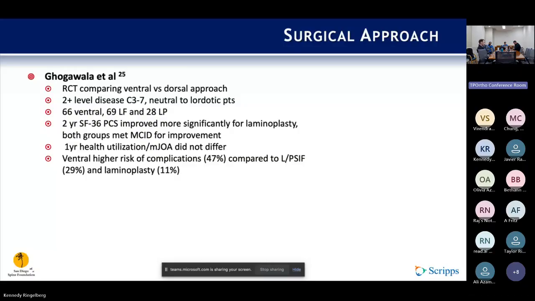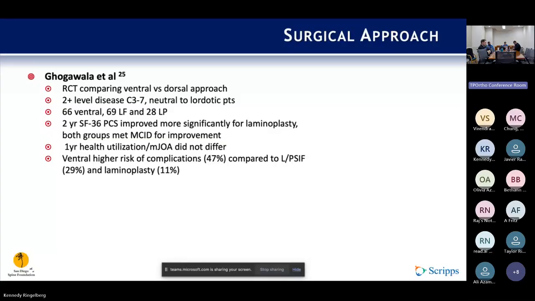And then they performed subgroup analysis, delineating outcomes for these two groups. Their main point is that for the most part, there were no significant differences, but this functional score, the SF36 PCS, did improve more significantly for the laminoplasty group, and this trend persisted and remained significant 2 years after surgery. But it should be noted that basically all patients did improve after surgery, regardless of what approach that they had.